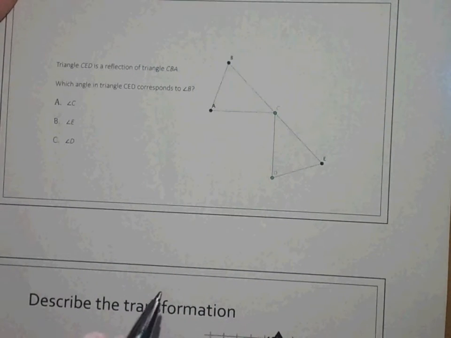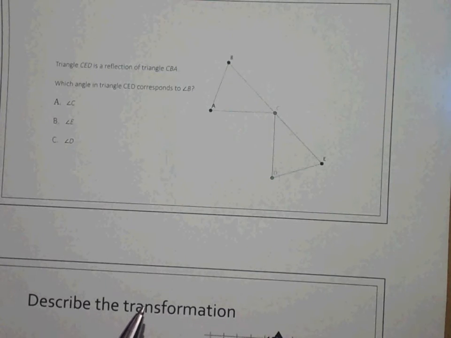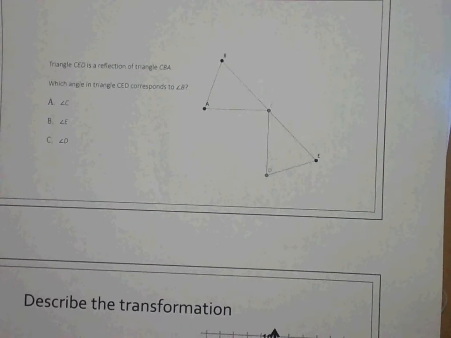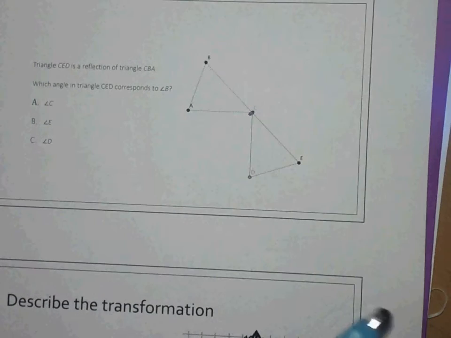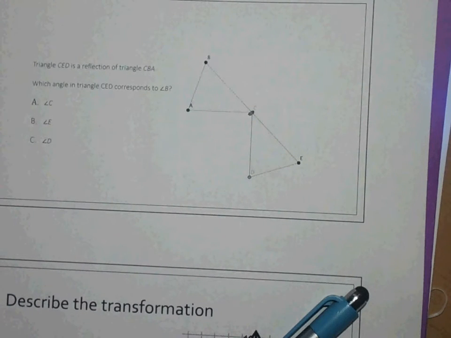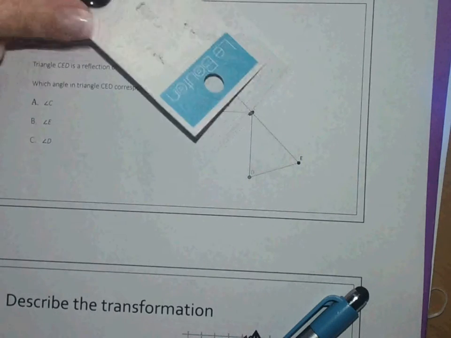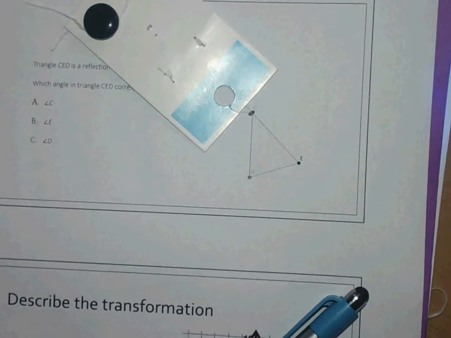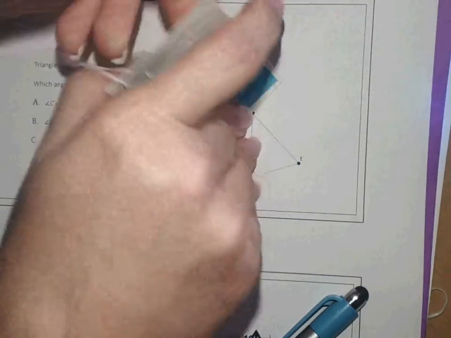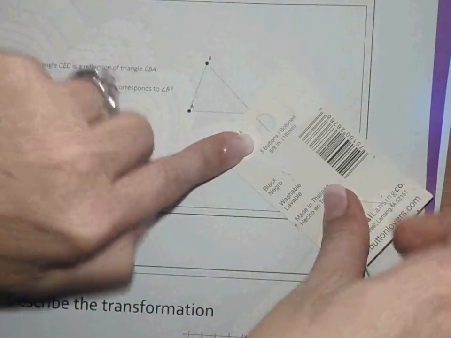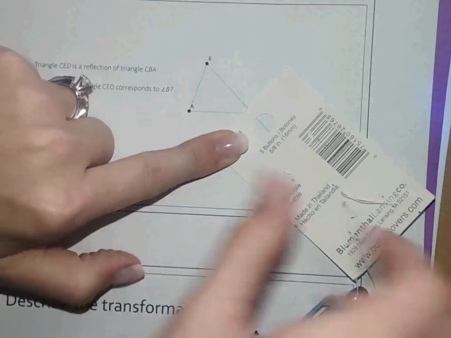Okay, triangle CED is a reflection of the triangle CBA. Okay, reflection, when you look in the mirror, it's flipped. Okay, it's like flipped over a point. So what that means is, let's see, okay, here's a thing of buttons right here. Okay, I've only got one button left on it, but you could see when I flip it over this point, it's going to be the exact same shape, but the opposite side.